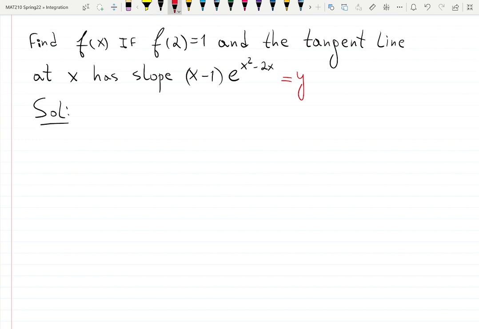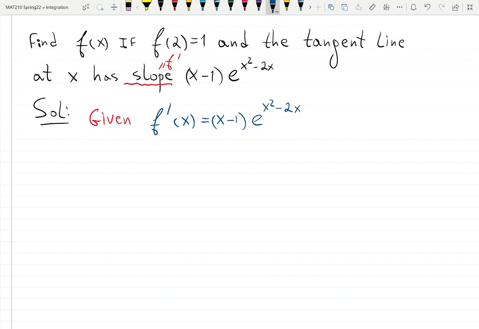What we have here is, even though the slope is a function, what kind of function is it? Slope is a derivative, f prime. So we have given, let me change the color to blue, f prime at x is given as x minus 1 times e to the x squared minus 2x. Then f at 2 is given, which is 1. Find f of x, right?